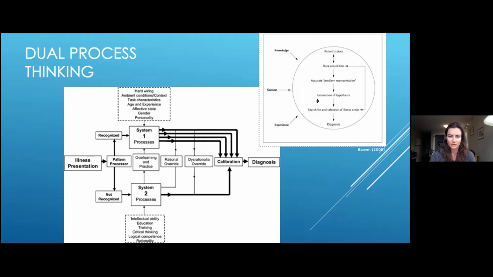And if that fits, we're happy; we've landed on our diagnosis. And if it doesn't, we go back into that data acquisition phase and look for more, maybe talking to them, maybe getting more labs or x-rays or whatever. And all of this is happening within our specific knowledge and context setting, what we already know.